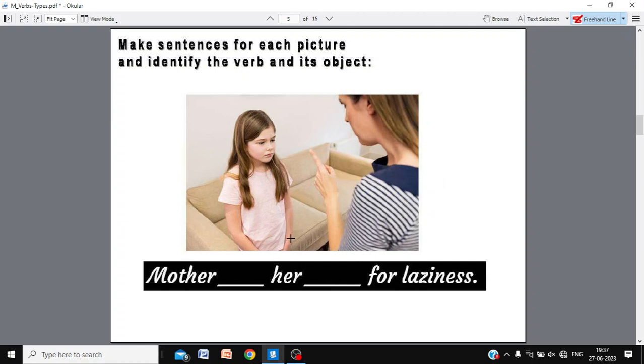Say this. Mother scolded her daughter for laziness. Scolded, verb. Her daughter, object. The effect is felt on the object. You can see her face. You can really see that the girl is suffering the rebuke from the mother. So, her daughter is the object and scolded is the verb.